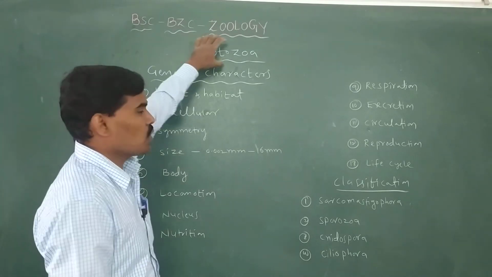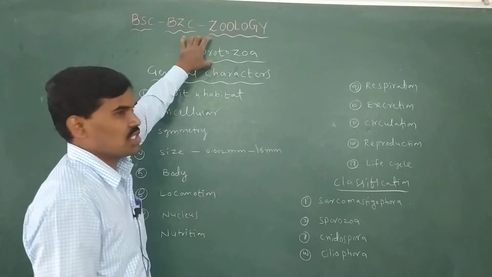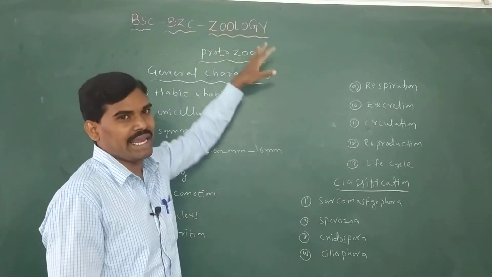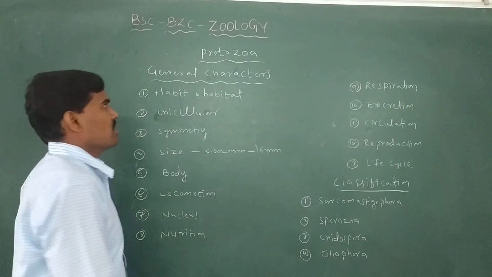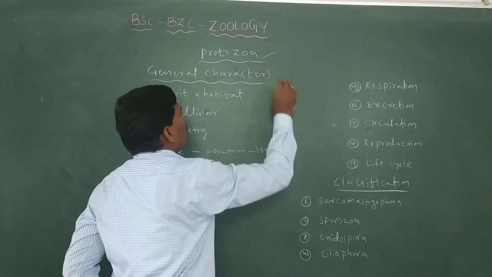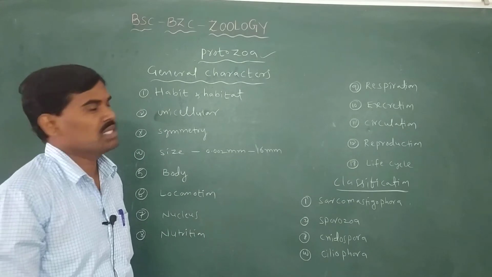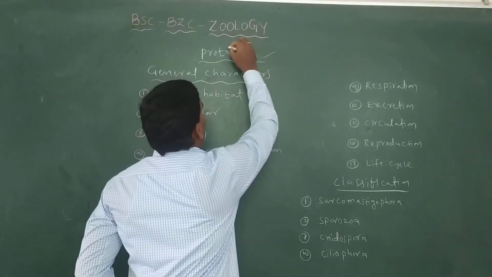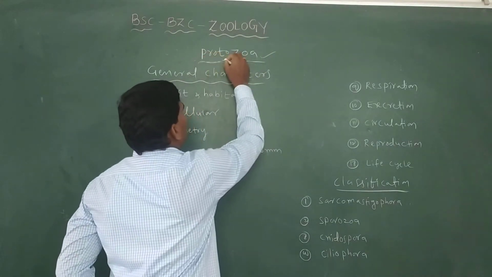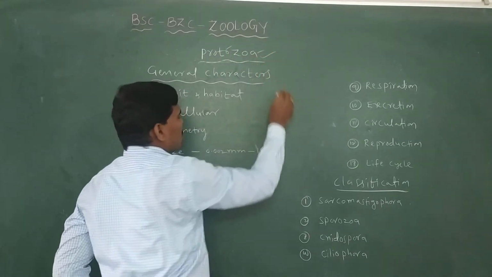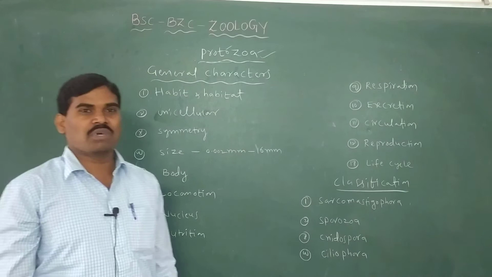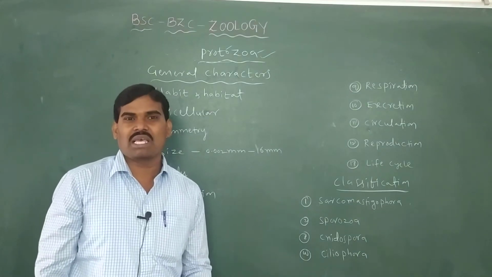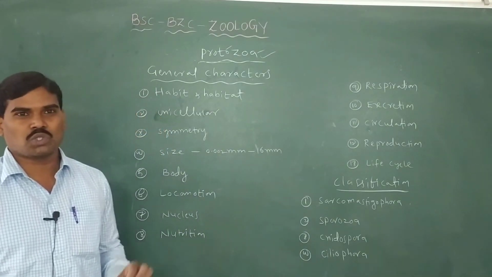So what is the meaning of Protozoa? Protos means first, zoa means animals. They are the first formed animals, hence the name is called Protozoa.